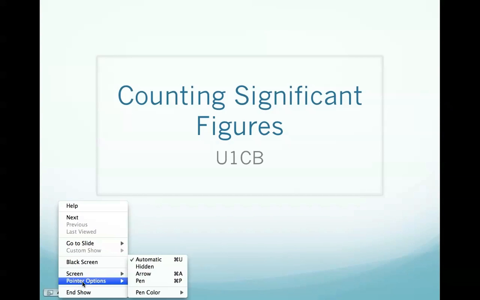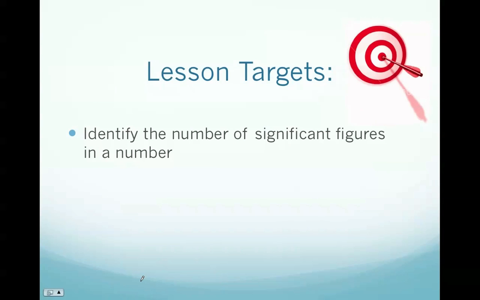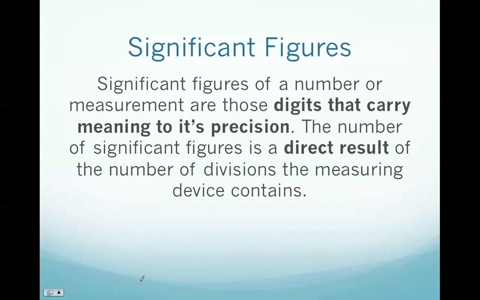Alright, in our video lesson today, we are going to be learning two different methods of how to count significant figures. So your goal should be to identify the number of significant figures in a given number. Significant figures of a number or measurement are those digits that carry meaning to its precision. It comes as a direct result from the number of divisions the measuring device contains, which we talked about in our previous lesson.